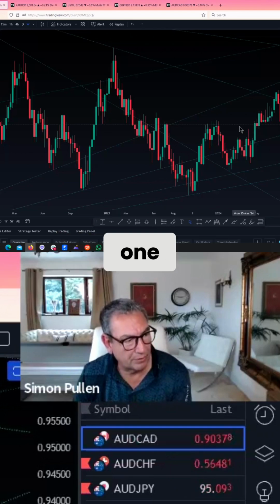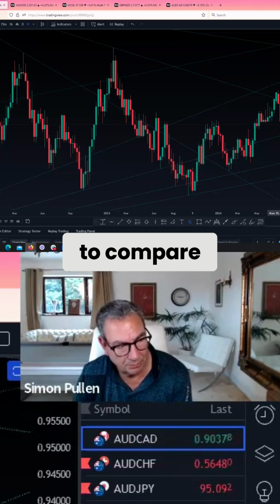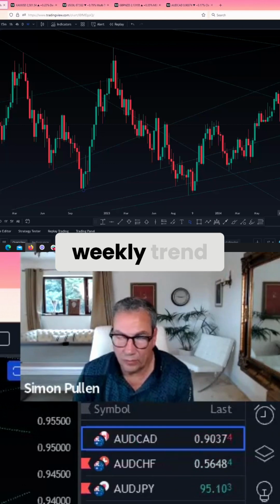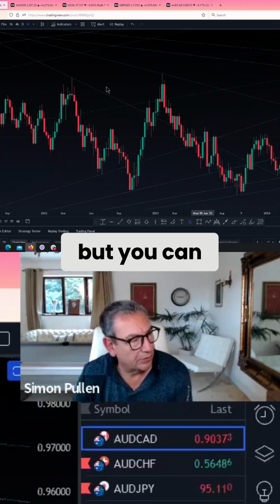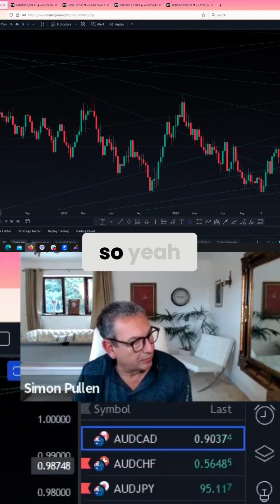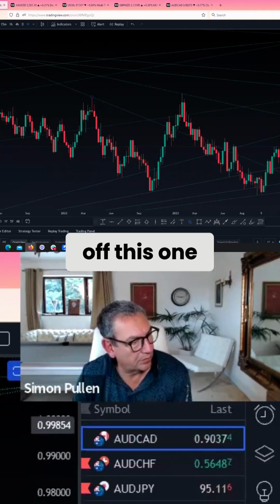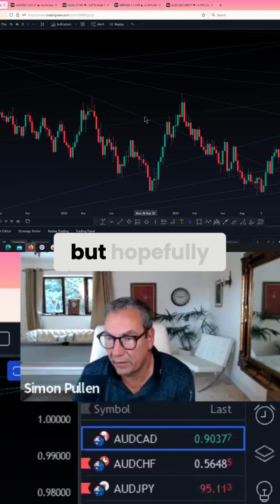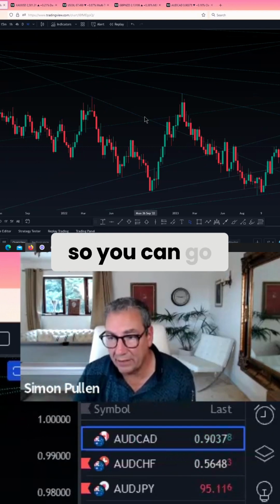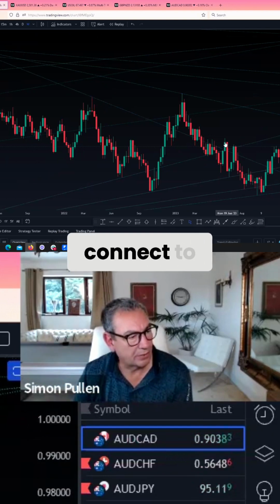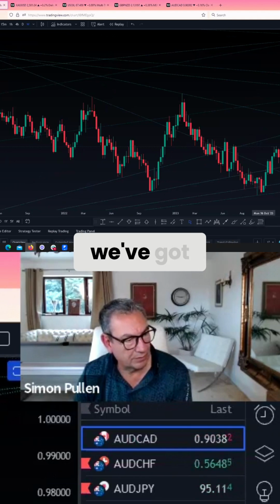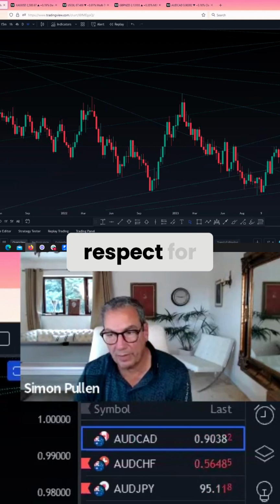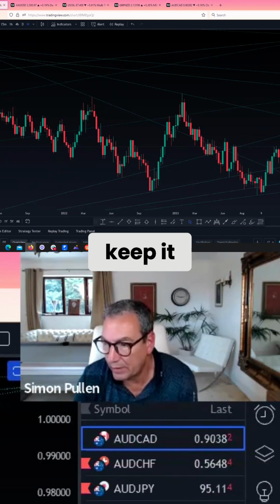Not a very good example, that one, because there wouldn't be very much price action to compare the weekly trend line with thereafter, or interaction with it. But you can do it from a long way further back. So you can go through the bodies, you can connect to a pivot high. If you want to do it from here, connect to that one. And then we've got fantastic interaction here, showing respect for that trend line. Absolutely keep it. That's fine.